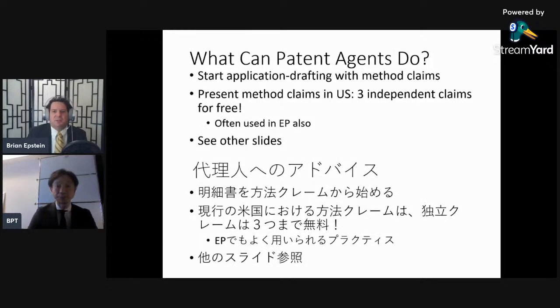Sure. So what can patent agents do? You can start application drafting with your method claims. Again, this isn't going to be for every invention, but particularly for computer implemented inventions or for similar things like telecommunications, draft your method claims first, usually in conjunction with your flowcharts. Be sure to present method claims in the United States. Remember that you get 3 independent claims for free. There's no government fees for your first 3 independent claims.